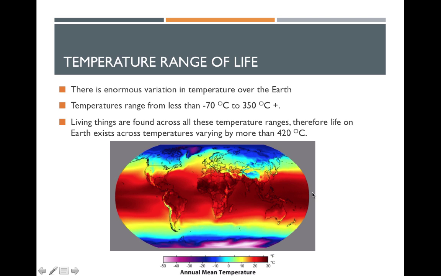So often those really, really high intense temperatures are found very deep under the sea, under volcanoes that are under the ocean and things like that. And living things are actually found across all of those temperature ranges. So life on Earth exists across temperatures that vary by more than 420 degrees Celsius.